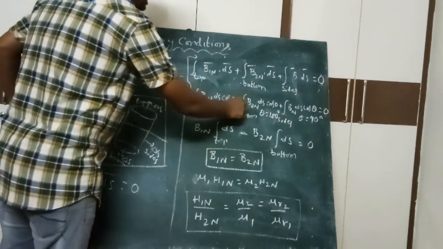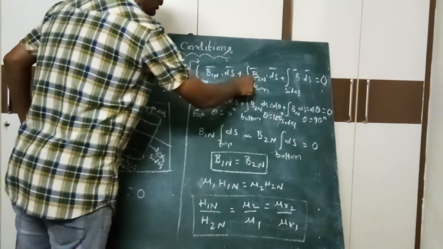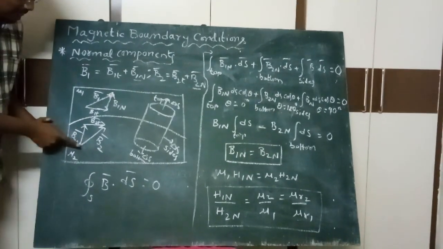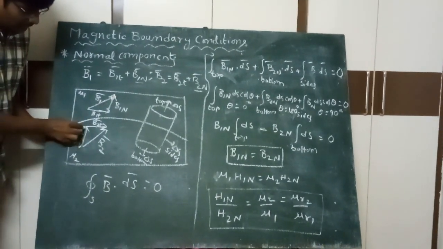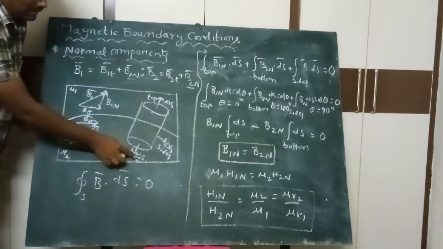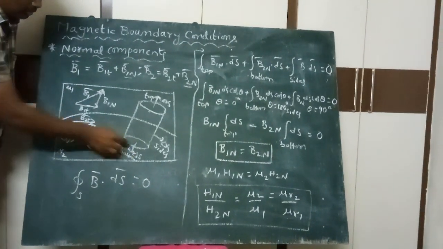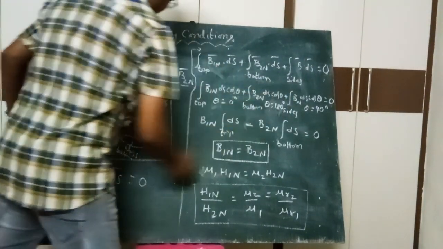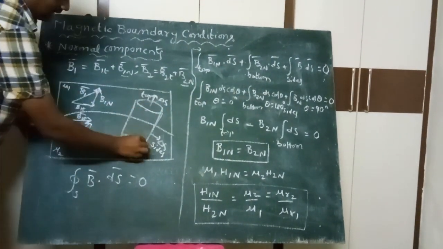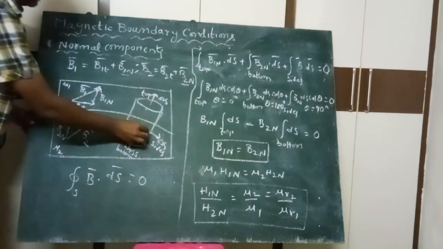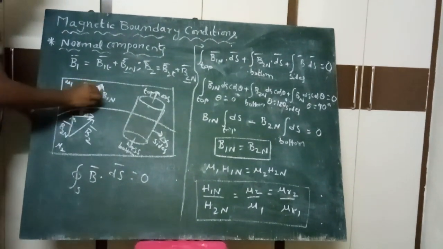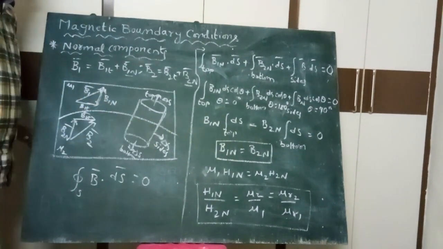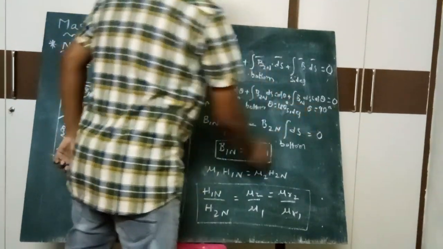Similarly, plus integral B2n dS cos theta. Here theta equals 180 degrees, since it is in the second magnetic material. This is the direction of B2n and this is the direction of delta dS. These two are opposite to each other, so theta equals 180 degrees. And for the sides, the direction of the sides is this one, and the direction of flux density is like this. So the angle between these two is theta equals 90 degrees. So we need to substitute theta equals 90 degrees.